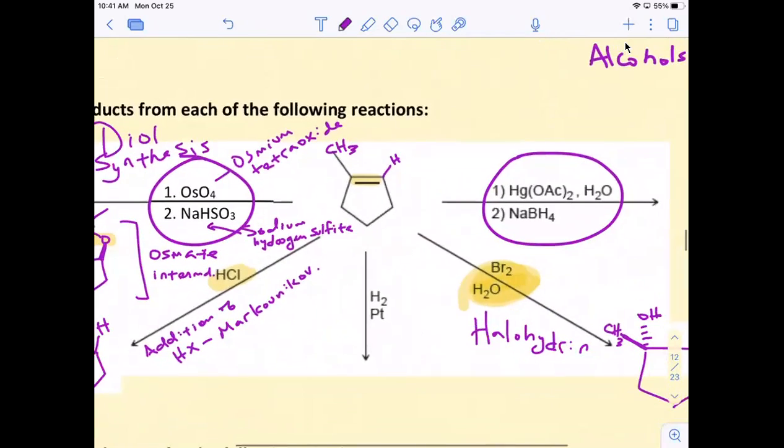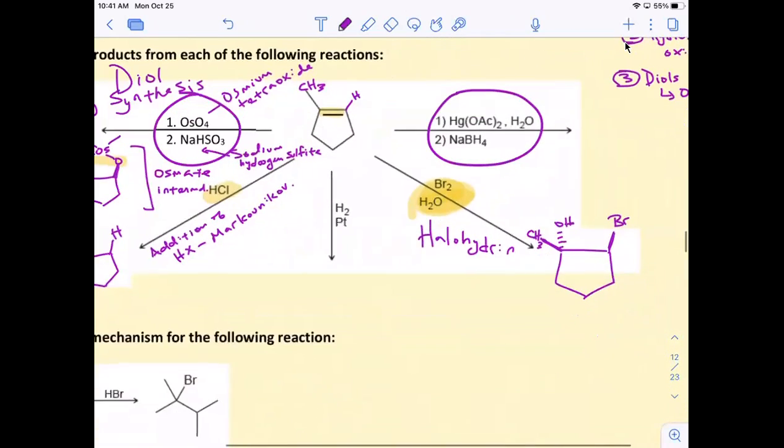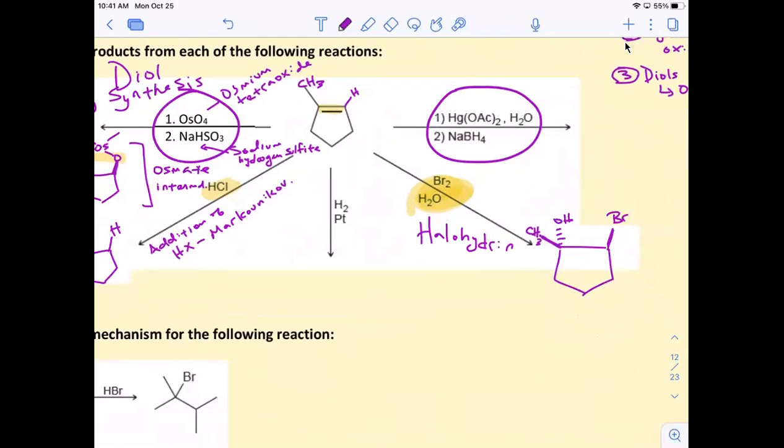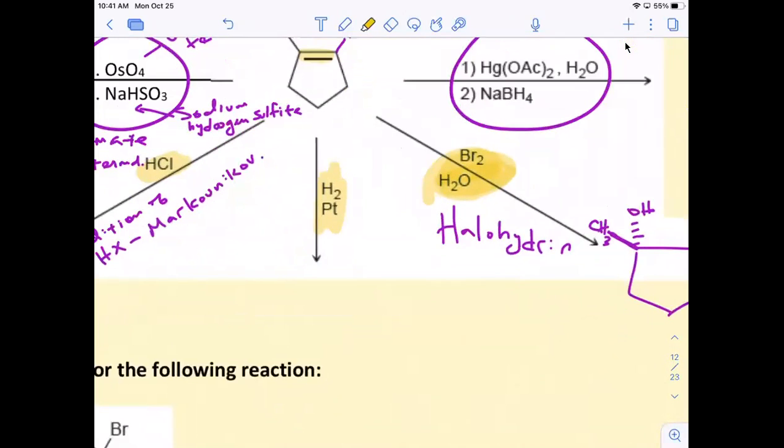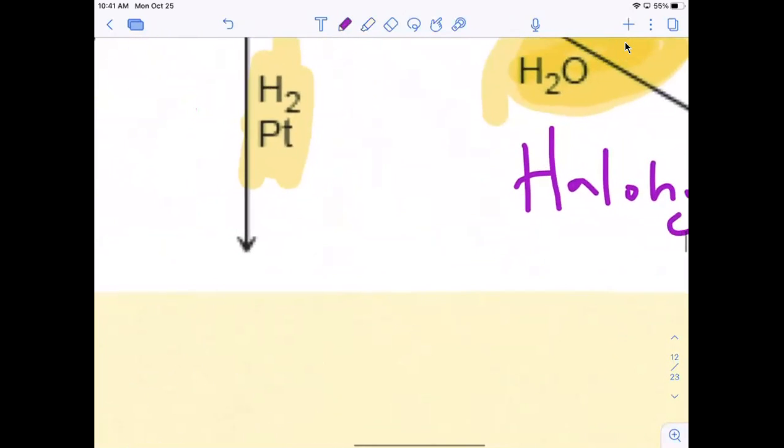All right, so it's only 2 new reactions on here, and we can talk about them both. Let's start here because this is the easiest one out of the 2. So this is a hydrogenation.